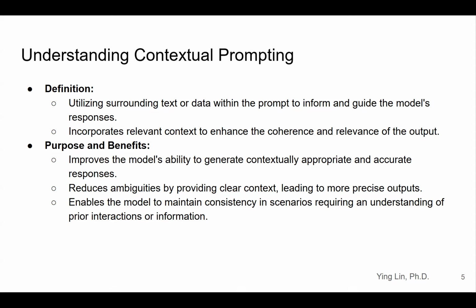So without context, AI may not maintain conversation flow. Contextual prompting ensures consistency. And context is important because it enhances relevance. AI understands previous interactions and reduces confusion. And it improves accuracy by providing specific details to avoid generic responses. And it maintains coherence and ensures continuity in conversations and documents.